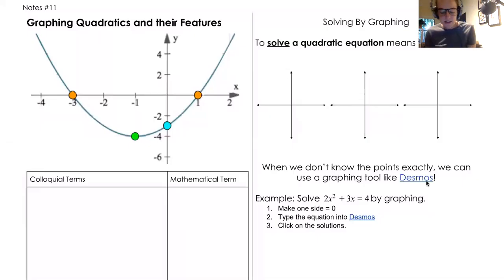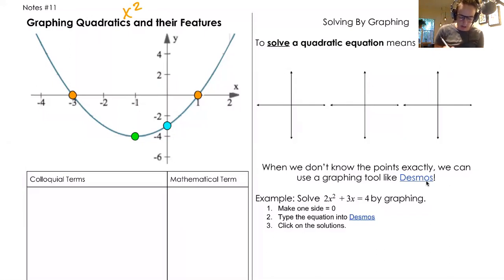Hello, hello. This is the notes for graphing quadratics and their features. As you might remember, quadratics are anything that has x squared as the leading term, and they create this U shape. It could open up like this or open down like this. That will be the first thing that we talk about.